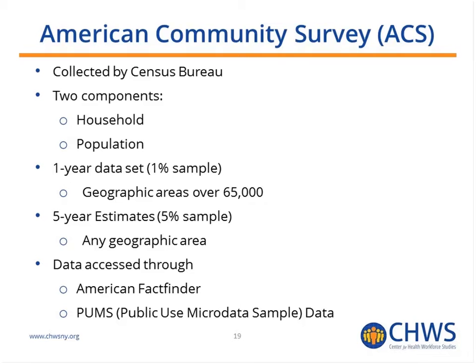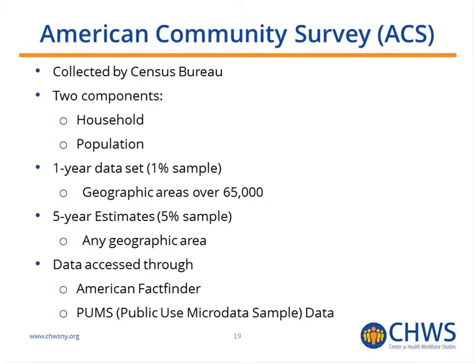The American Community Survey has 2 parts. It's got a household component and a population component. Most of the work that I think we do at the center, and probably you do, is really around the population. So I'm going to focus just on that data set. The population data set is reported in 1-year increments, which is 1% of the sample, and 5-year increments, which is 5% of the population, so to speak. And as you can see, geography is a little different. I'll talk about that on the next slide.